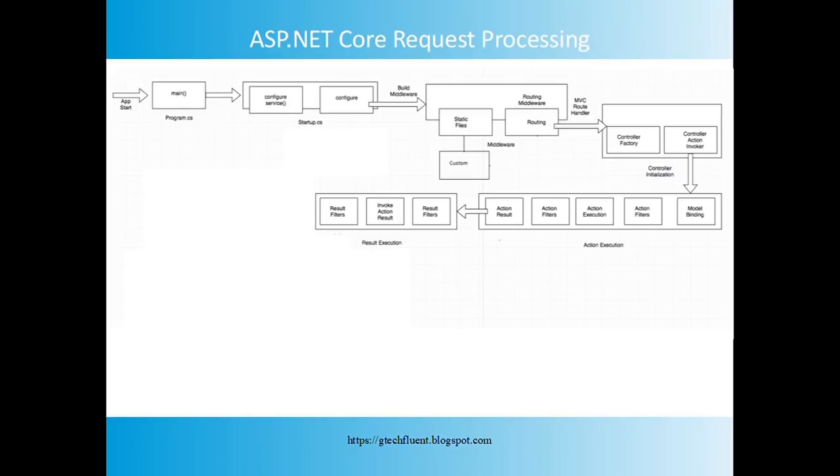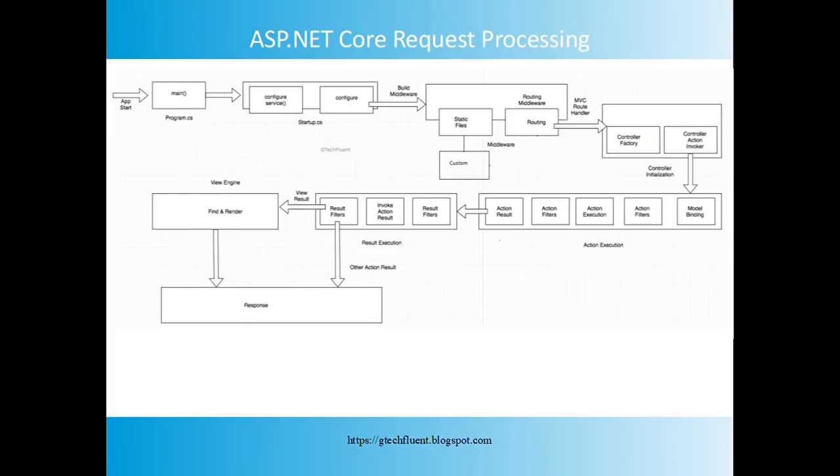After our action result has been prepared, the next stage triggered is result execution. MVC separates the result from executing the result. If the result is a view type, then the view engine will be called, and it is responsible for finding and rendering our view. If the result is not a view, the action result will usually execute and generate its own response. This result execution is what finally generates the response to that HTTP request, and it goes back to the client. So this is the request processing pipeline of .NET Core.